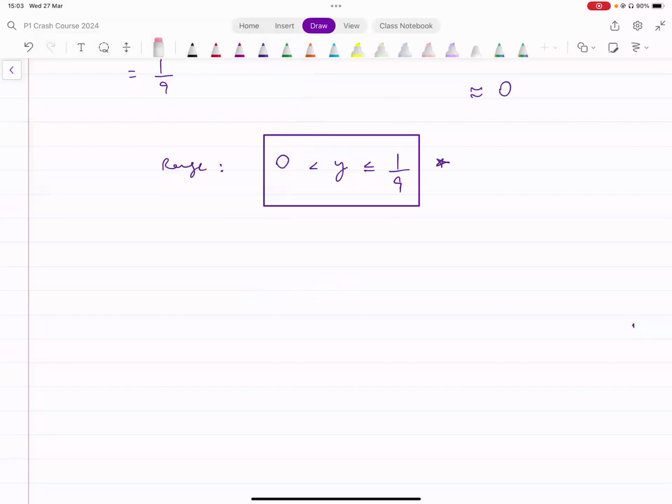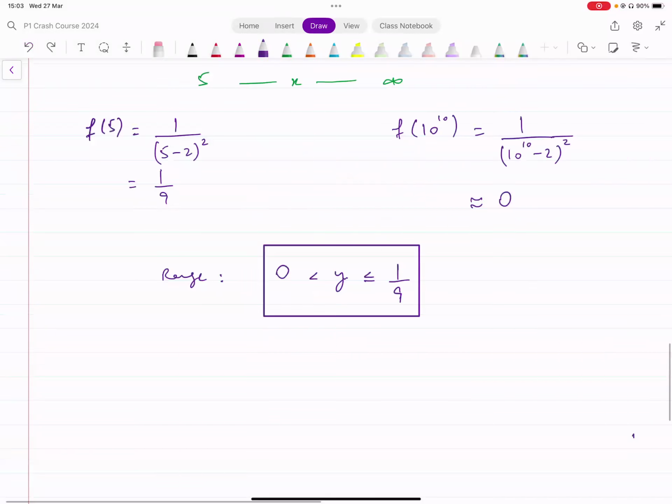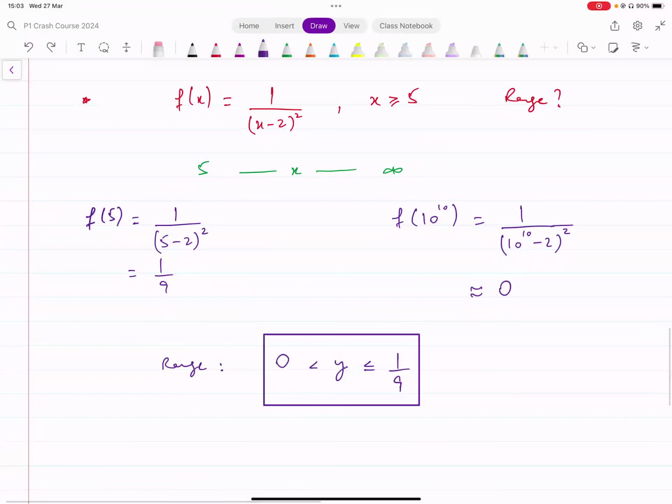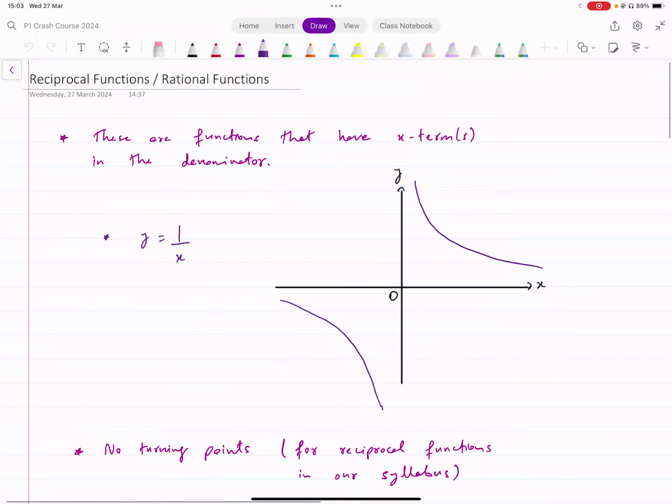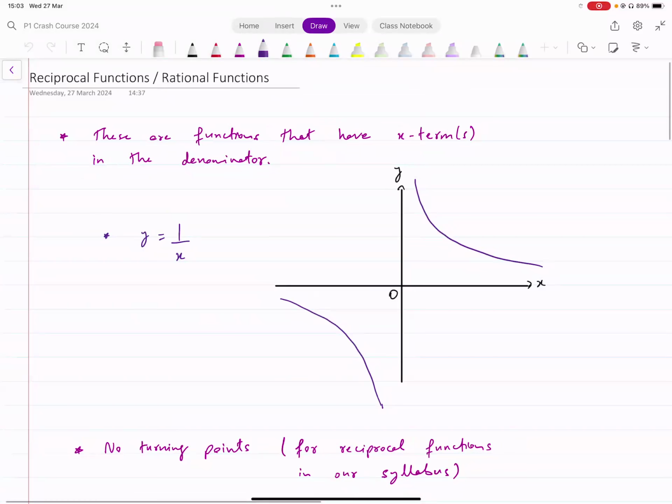So I would recommend that you do this in case they deduct marks for this for some reason. Because this is the convention. Smaller number on the left, larger number on the right. That's the range of the function. So now we know how to find range of linear functions, how to find range of quadratic functions, and also how to find range of rational or reciprocal functions.